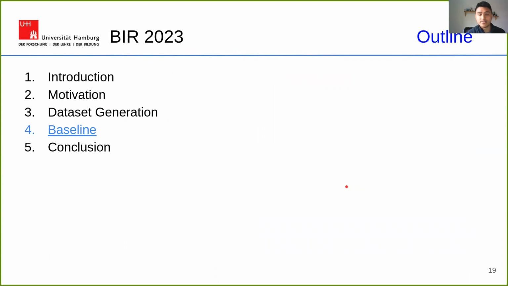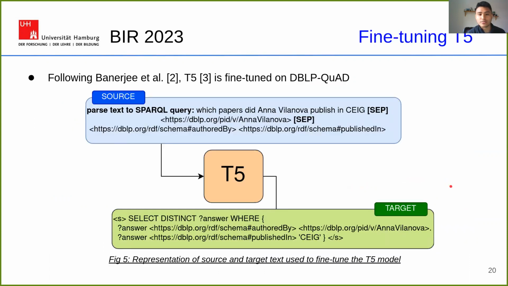Further, with the generation of the data set, we now move on to the baseline. For the baseline, we fine-tune the T5 model. We follow Banerjee et al., where we fine-tune the T5 on the DBLP-QuAD data set.